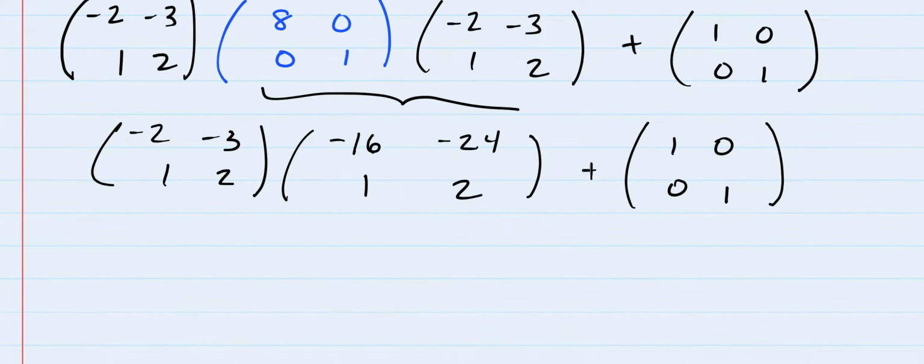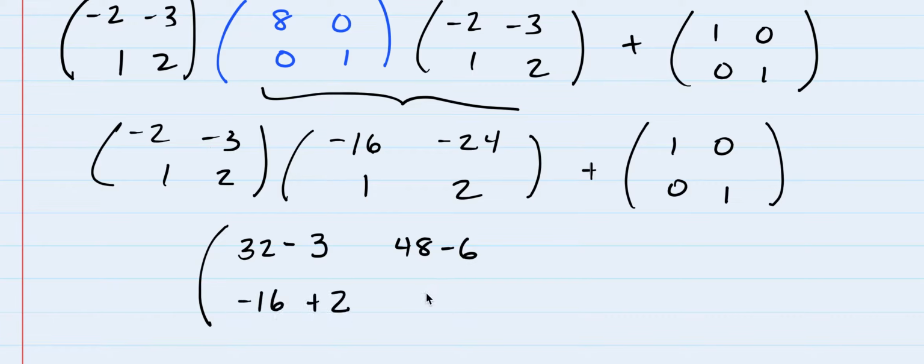And now let's multiply these two together. So we get -2 times -16, that's 32 plus 3, right? Let's just make sure I did everything right. So 32, oh, that's a -3, sorry. -3. And then this is 48 minus 6. This is -16 plus 2. And then a -24 plus 4.